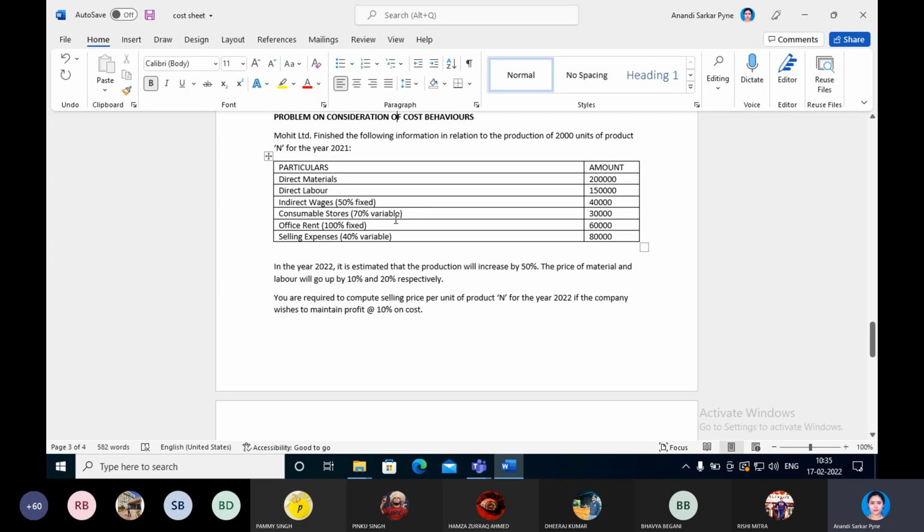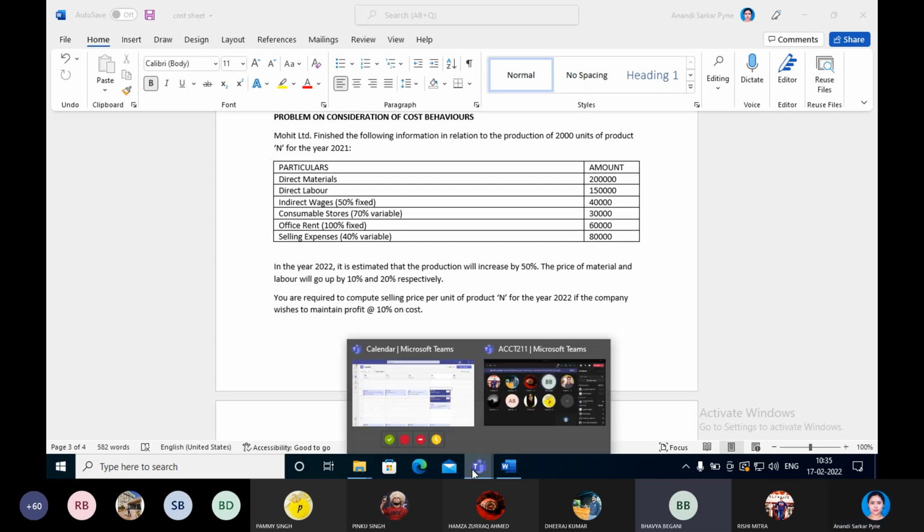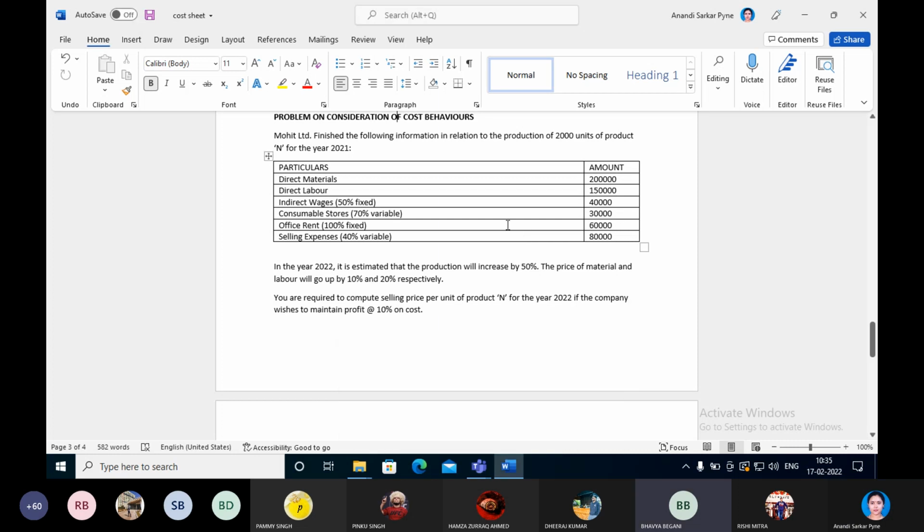And then consumable stores is also a part of factory overhead. So 70% variable and 30% fixed. If you add these, what you get is works cost. Then you add office rent, 100% fixed, which is 60,000. So what you get is cost of production. Ma'am, indirect wages will be 20,000 fixed and 24,000 variable. Yes, 24,000 variable and 20,000 fixed, absolutely.